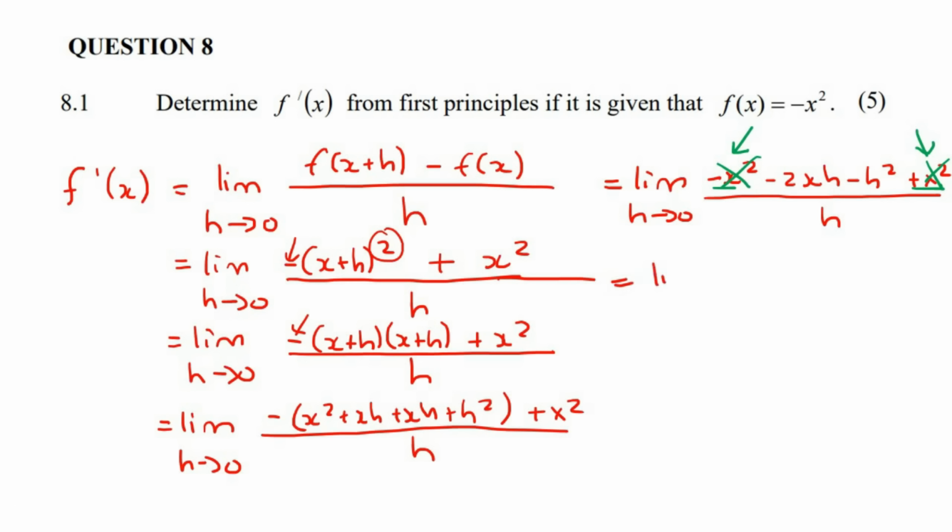Okay, and so now we go limit as h goes to 0. And so at the top, we're going to have negative 2xh minus h squared. At the bottom, we have h. Take out h as a common factor at the top.